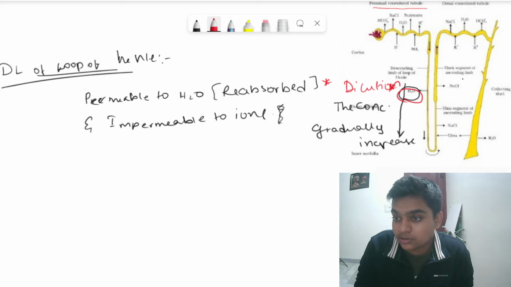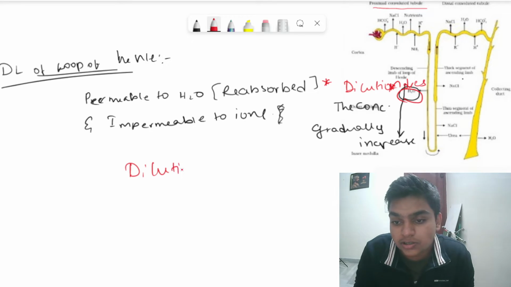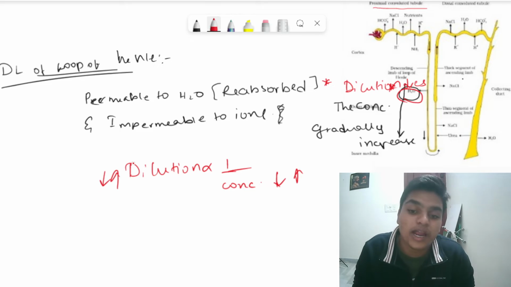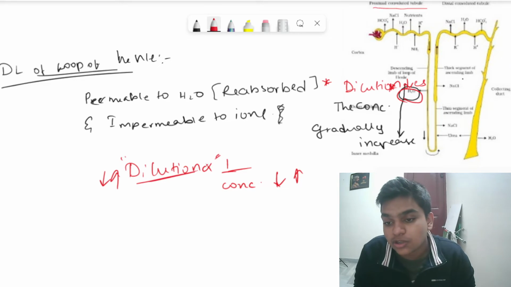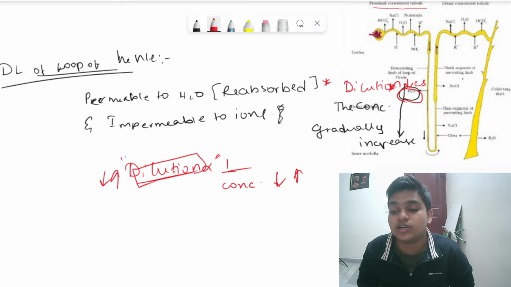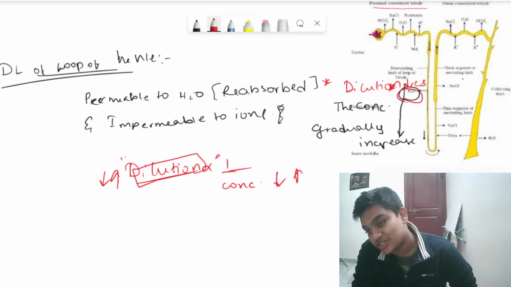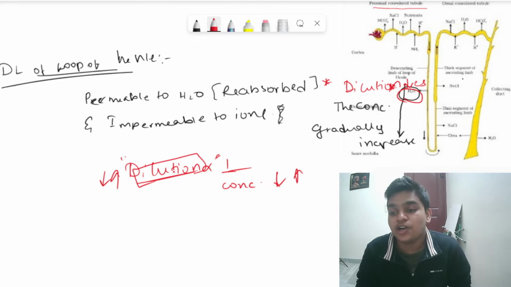See, dilution is always inverse to concentration, right? If dilution increases, concentration decreases. If concentration increases, dilution decreases. Dilution is also related to the water content. If less water is there, it is more concentrated and less diluted. If more water is there, it is less concentrated and more diluted. The same thing happens here, and you have to remember this point.